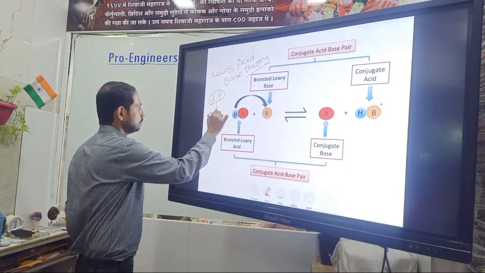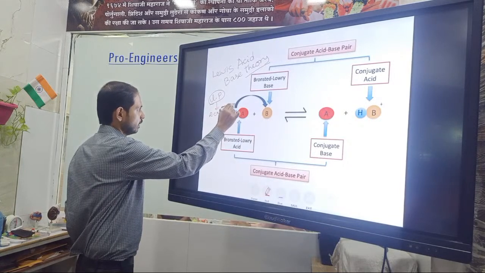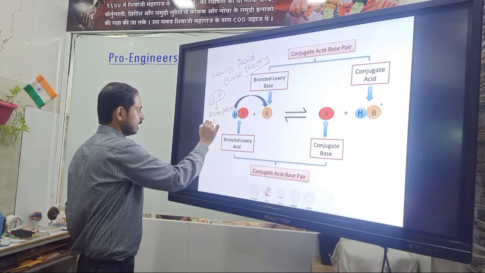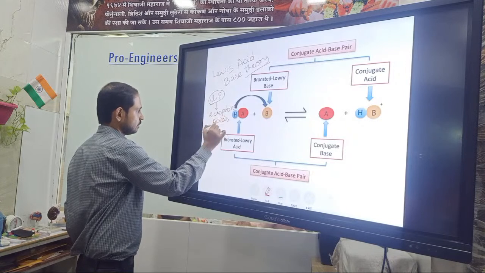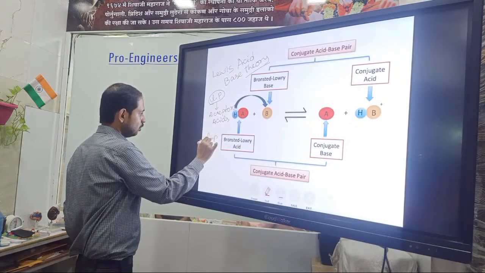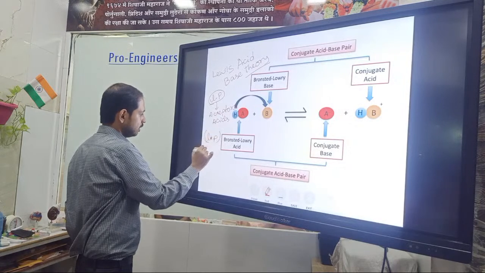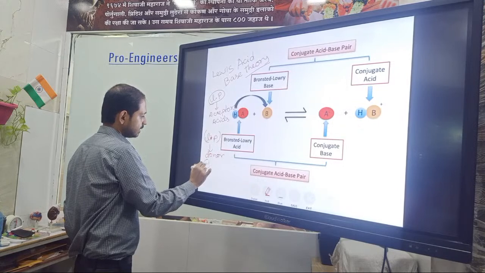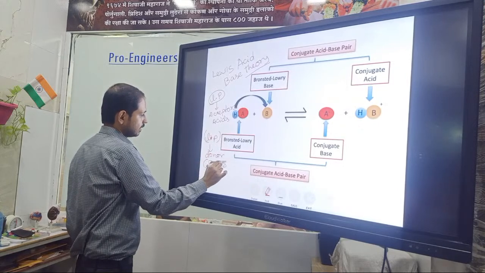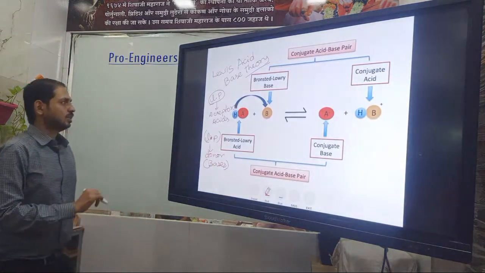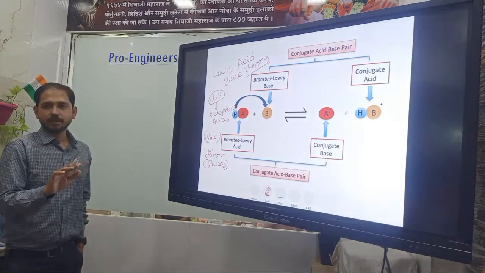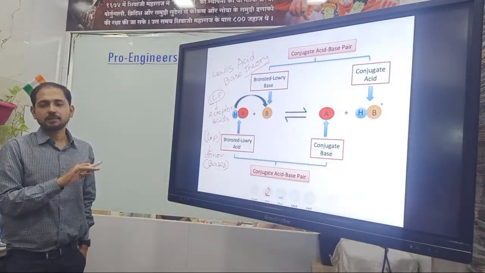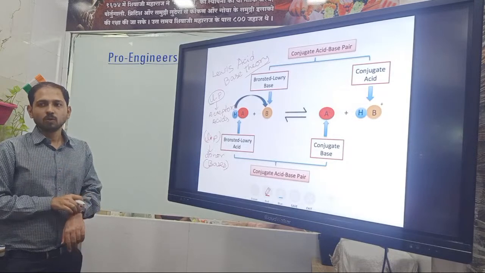So any species which accepts lone pairs is called an acid, and a lone pair donor is considered a base. So this is a completely different concept, right? This concept is based on the lone pair.